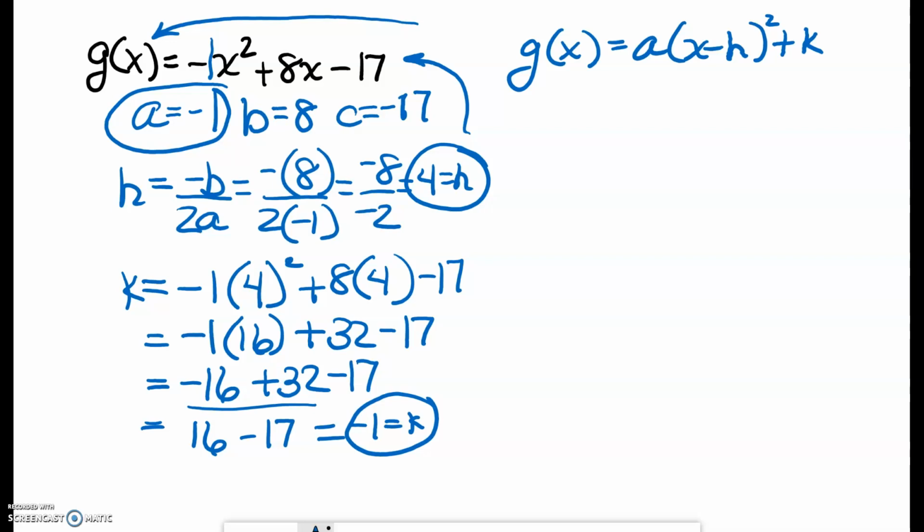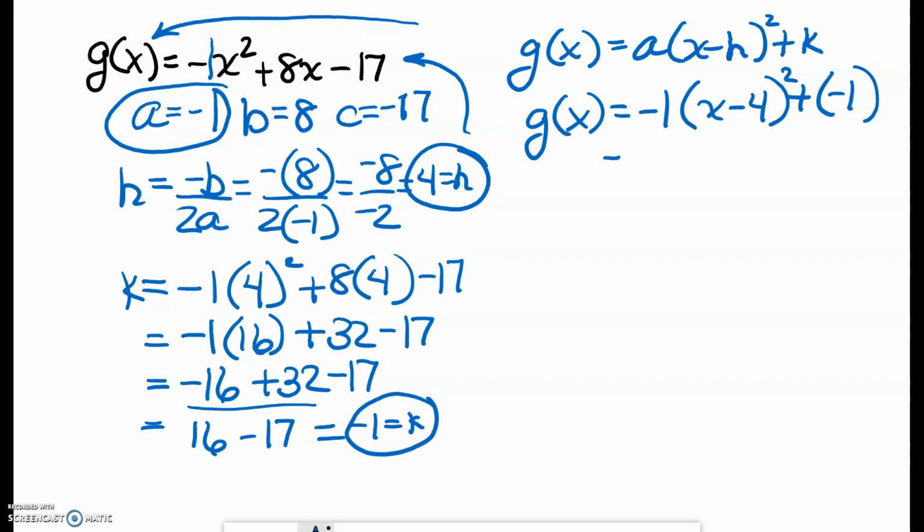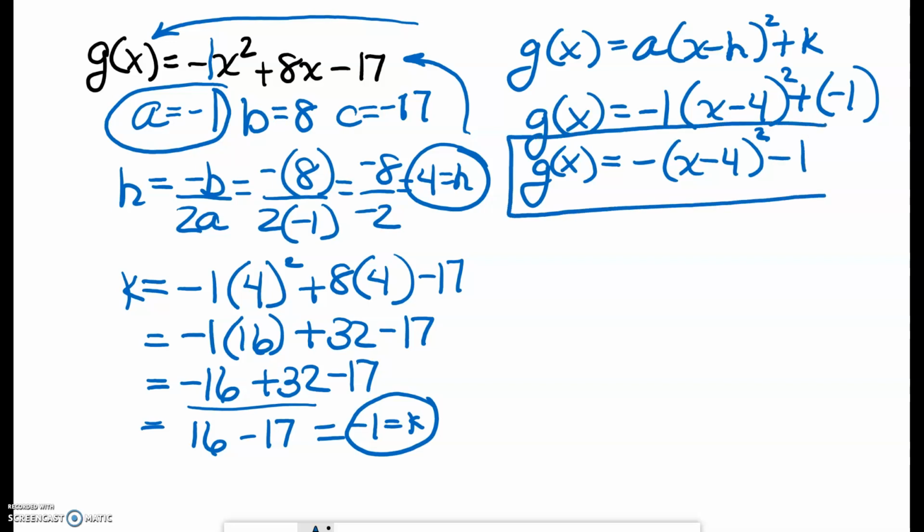So now we can plug these in to get our vertex form of our equation. A is negative 1, h is a positive 4, k is a negative 1. So now we can reduce this to just a negative (x minus 4) squared, and a plus and a minus gives us a minus 1. Okay, that's my equation. My vertex is h comma k, so that's 4 comma negative 1.